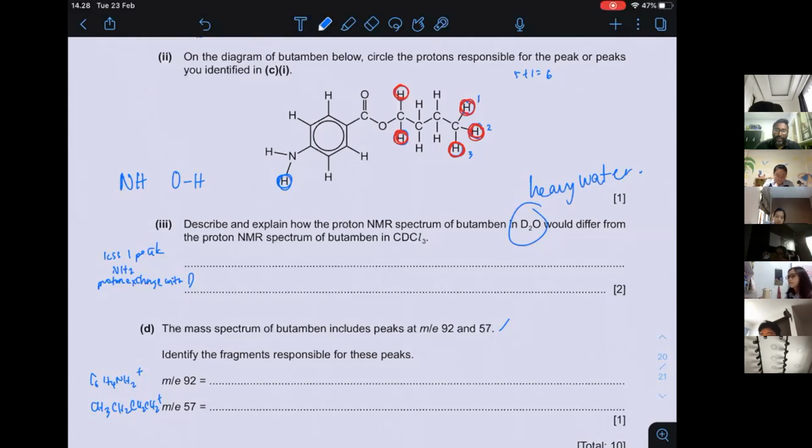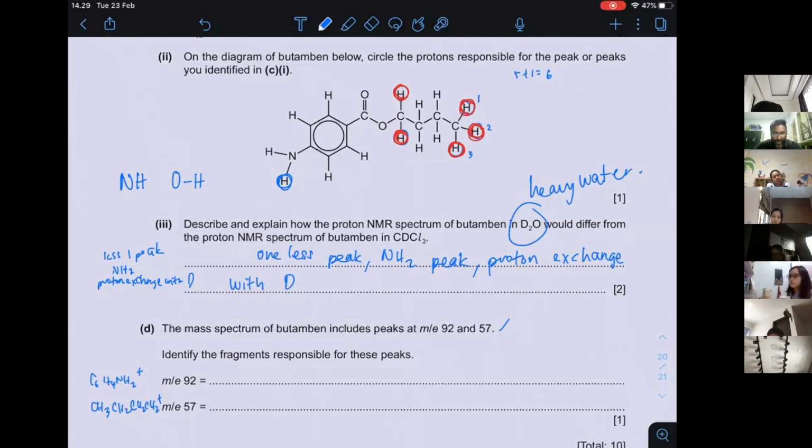So how do I explain that the peak is disappearing? You just say one less peak. Which peak is that? The NH2 peak. Why is that? Because there is a proton exchange, or rapid exchange with the deuterium atom. So rapid proton exchange with D.